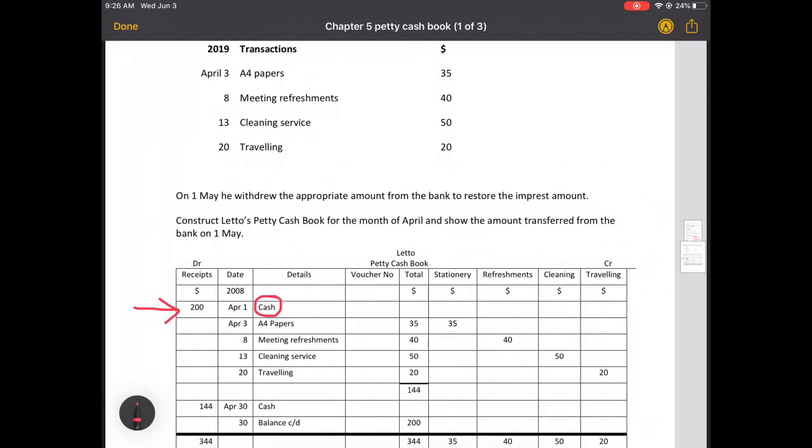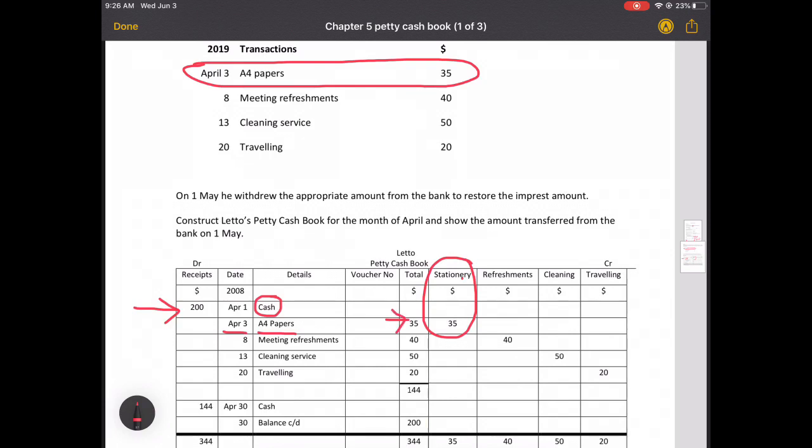Okay, so on April 3rd, he bought A4 papers for $35. So I have the date April 3rd, I have the detail A4 paper, and then it will be recorded in your stationery column. Leto has 4 categories: stationery, refreshment, cleaning, and traveling. So A4 papers will be recorded in the stationery column. If you have more than one transaction in a day, the total amount will be different. But in this case, we only have one transaction on April 3rd, so the total amount will only be $35.